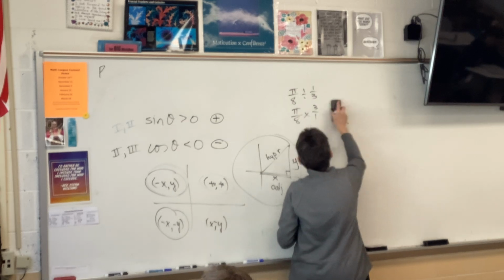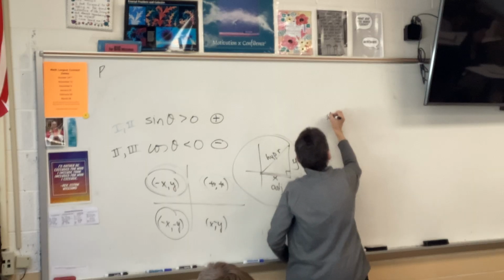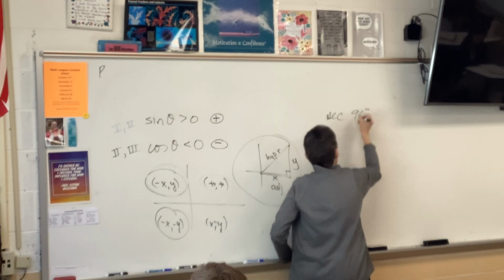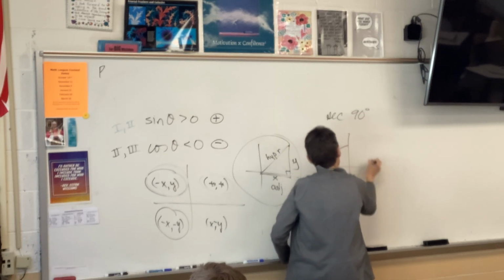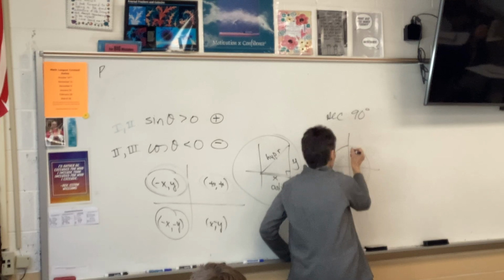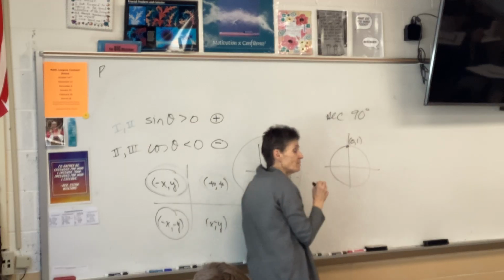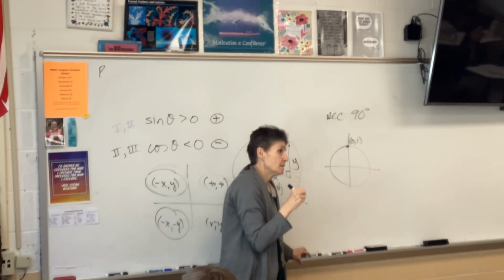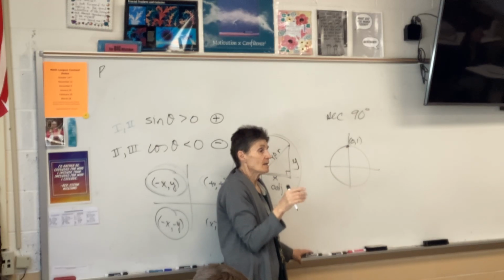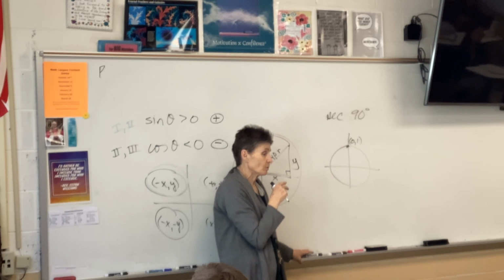Pi over 2 is how many degrees, Morgan? 90. So we're finding the secant of 90. And what is special about 90? It's quadrantal. It's on the line. So remember, when the angle is on an axis, no triangle. We're not doing a triangle, we're going to do our circle.